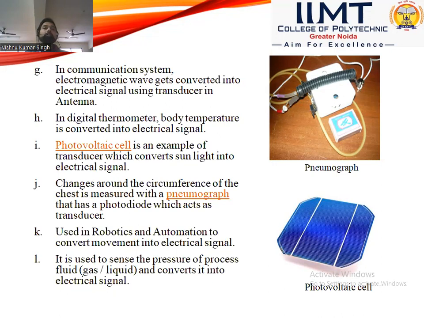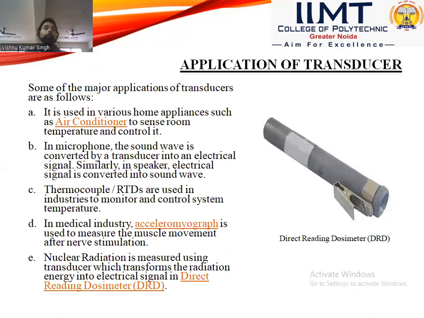Changes around the circumference of a chest is measured with a pneumograph that has a photodiode which acts as a transducer. It is also used in robotics and automation to convert movement into electrical signal. It is used to sense the pressure of process fluid and convert it into electrical signal. So, as you can see, there are various applications of a transducer in day-to-day life.